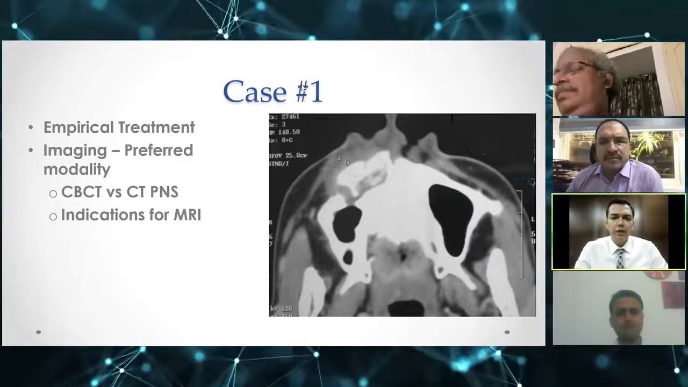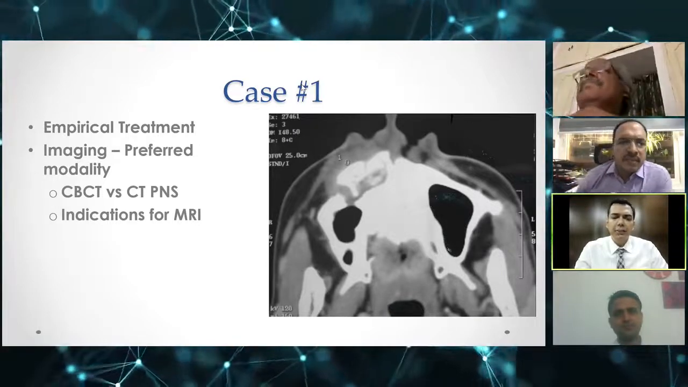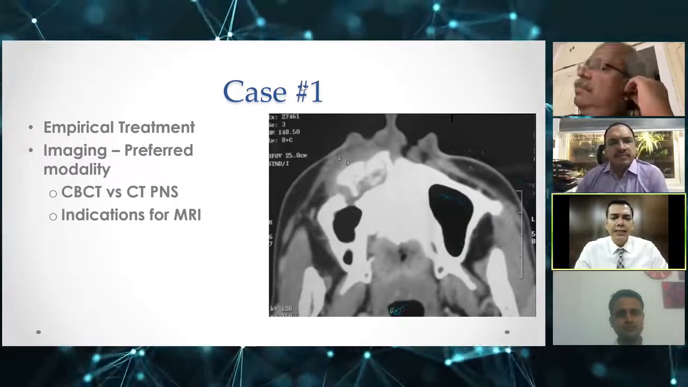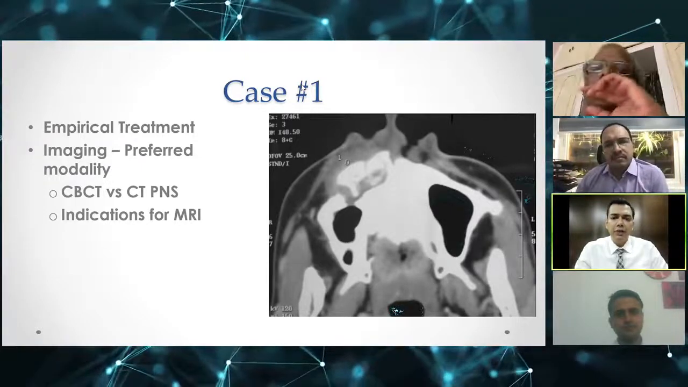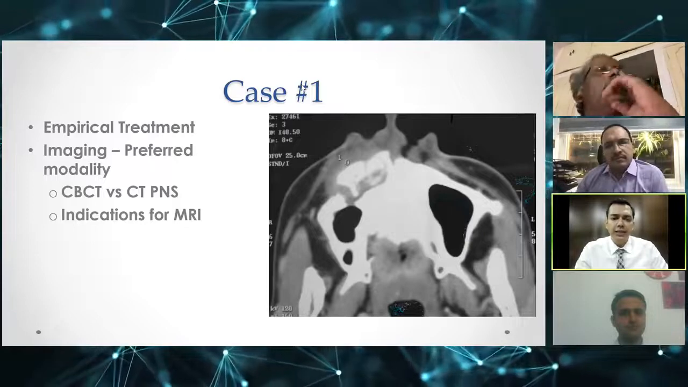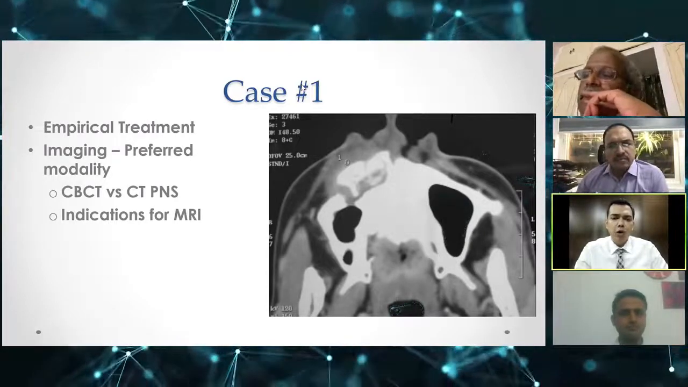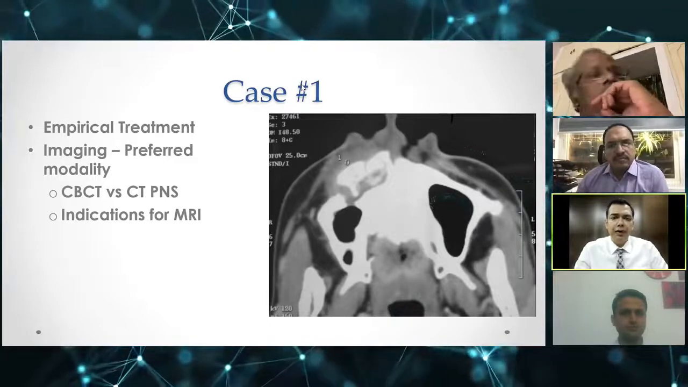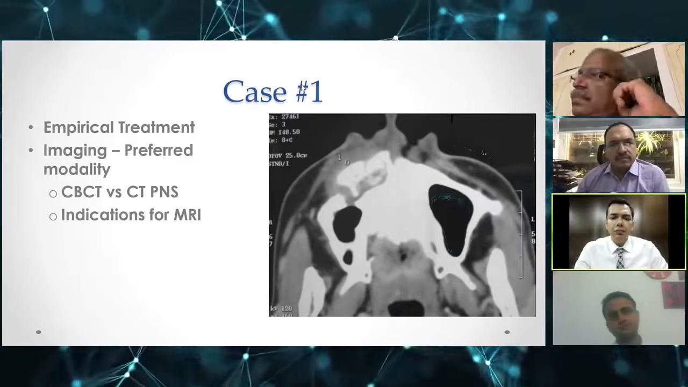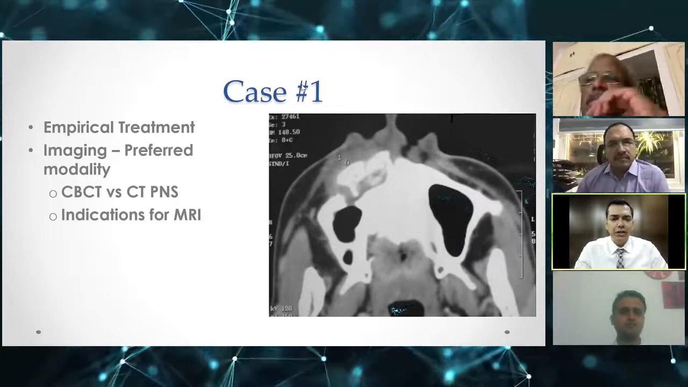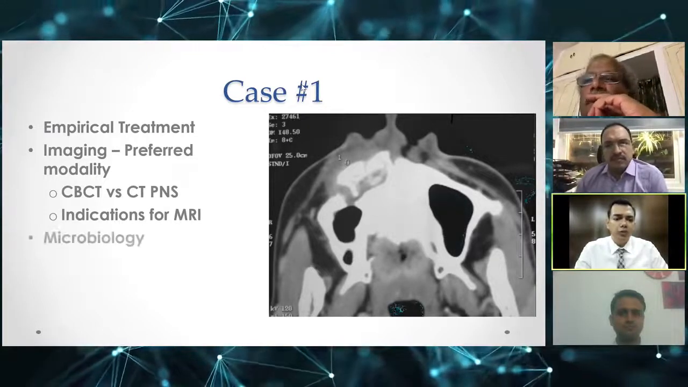Similar to what we do in our sinus pathologies, for routine sinus infections a CT scan would suffice. However, if the pathology is moving out of the sinuses, going inside the orbit or the brain, involving adjacent soft tissues, is where we may be tempted or required to order an MRI to look for soft tissue delineation. Otherwise, CT scan should do for the most part.